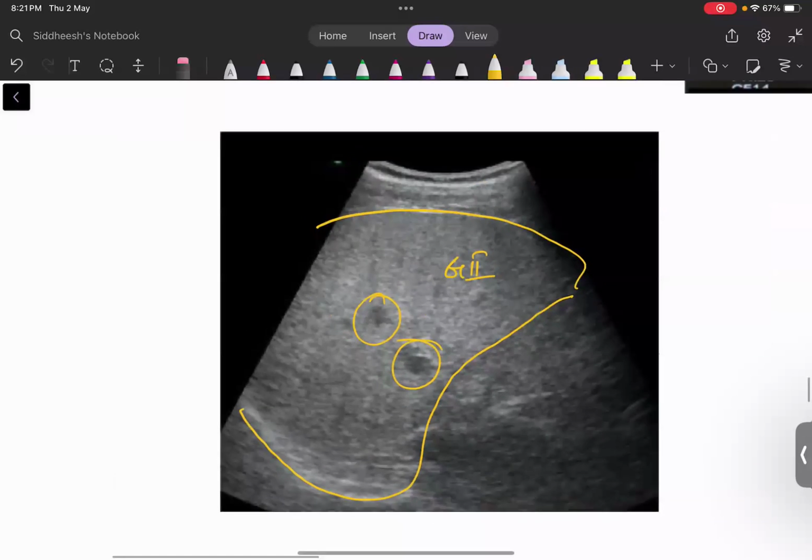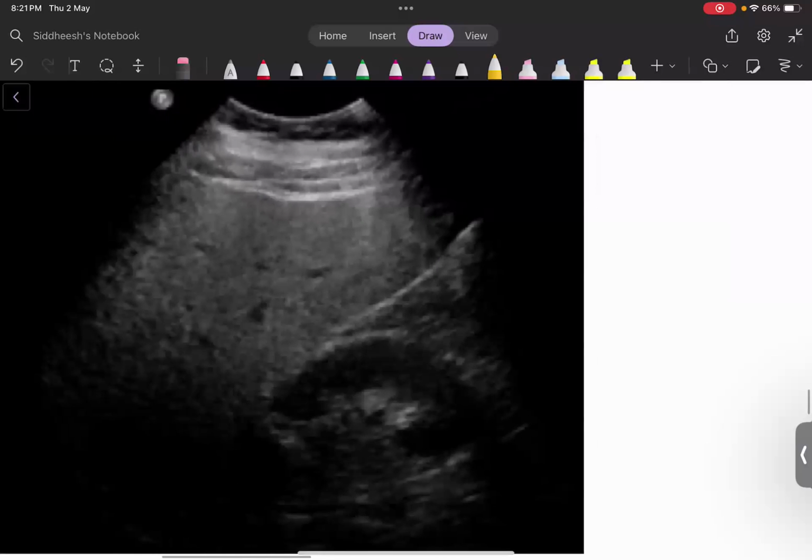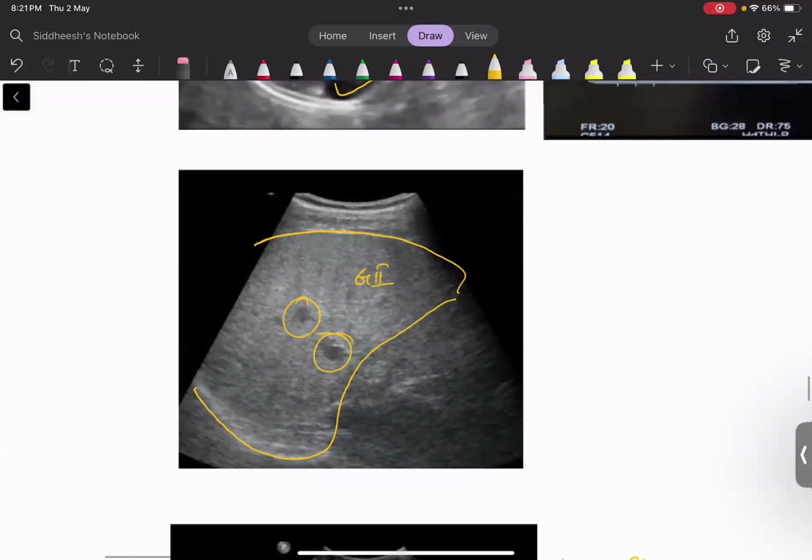Yes. Okay. Now we have the next image. So two things. First, if the liver is shining, grade 1. Portal vein not shining, grade 2. If the diaphragm is not shining, then grade 3. Now let me show you the diaphragm also in these images.